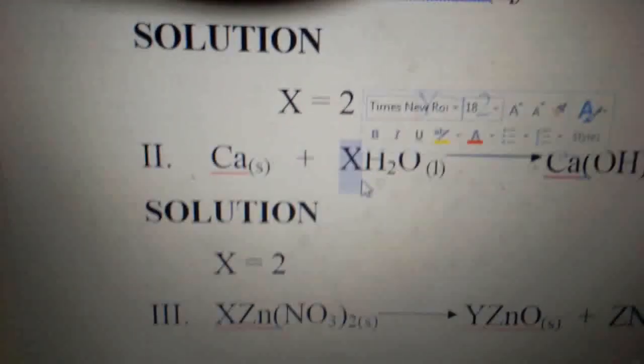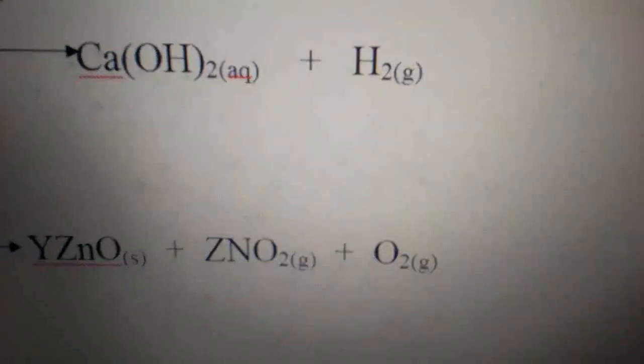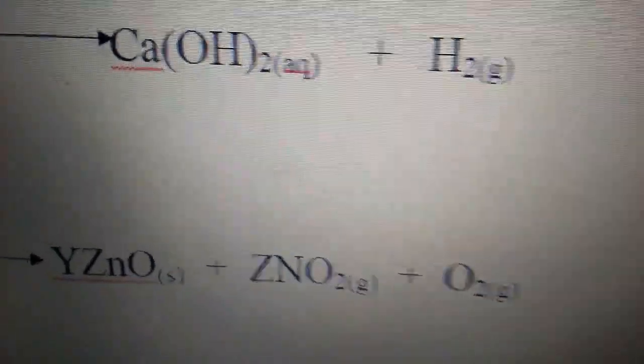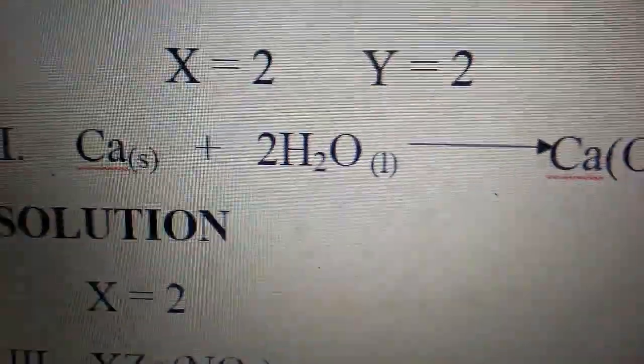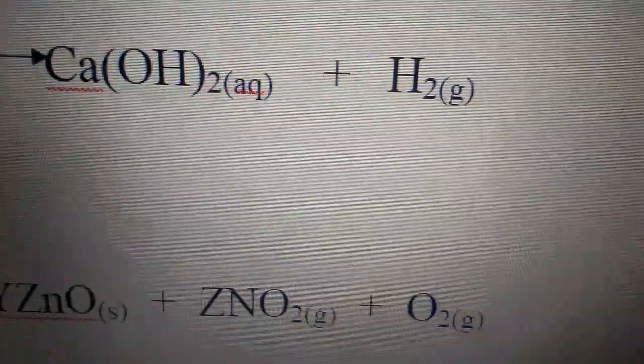S should be 2 because 2 times 2 gives us 4. Because hydrogen is 4 on this side, S should not be 4, S should be 2. We divide the 4 hydrogen here by the hydrogen atom count, which is 2 in water. That gives us 4. So 2 times 2 gives us 4. We have 4 hydrogen on this side and also 4 hydrogen on the other side.